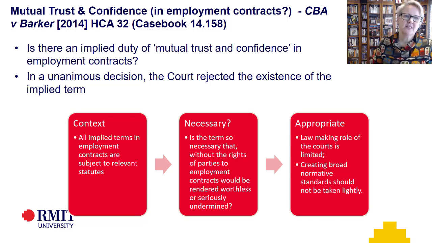A recent case, which is in your casebook in chapter 14 at 158, is the case of the CBA and Barker. This asks us to look at the question of when contractual terms are implied by law. That case involved the question of whether in an employment relationship there was a duty of mutual trust and confidence between the parties, whether the employer owed trust and confidence to the employee as well as the other way around.